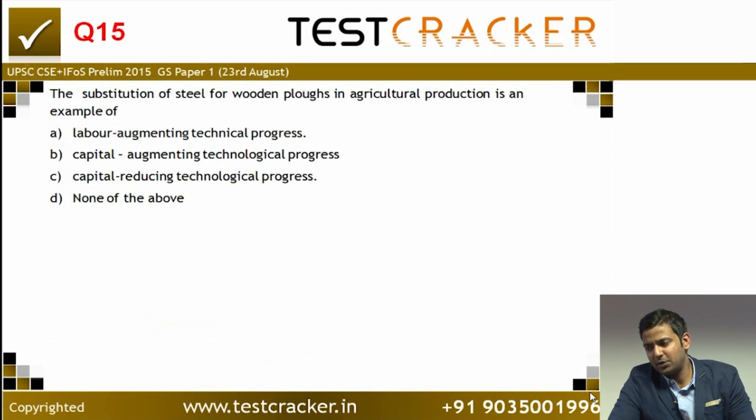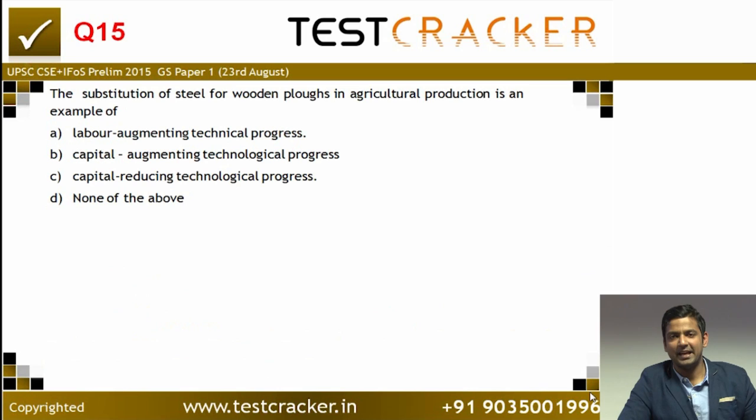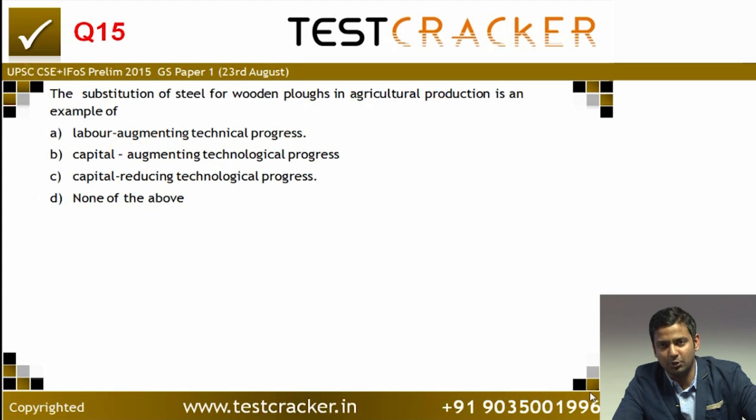Now, a question which you can answer logically. The substitution of steel for wooden plows in agricultural production is an example of, right? So, you need to ask yourself, if you use more steel plows than wooden plows, will you be creating jobs or will you be eliminating jobs? What will it do to efficiency? It will increase efficiency. Now, using steel, it will lead to loss of jobs.